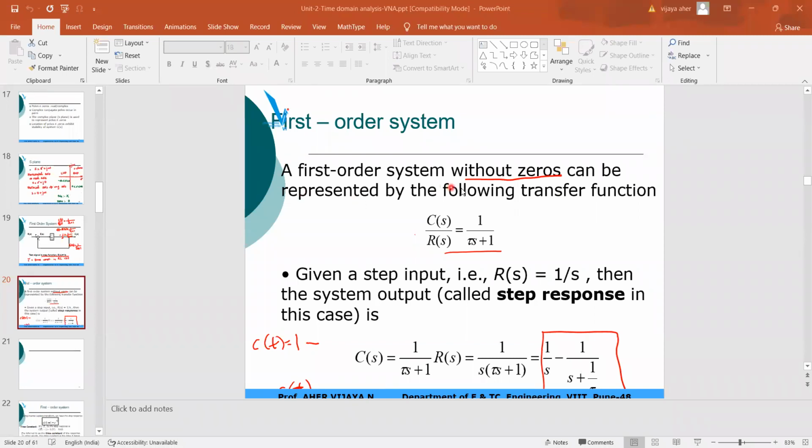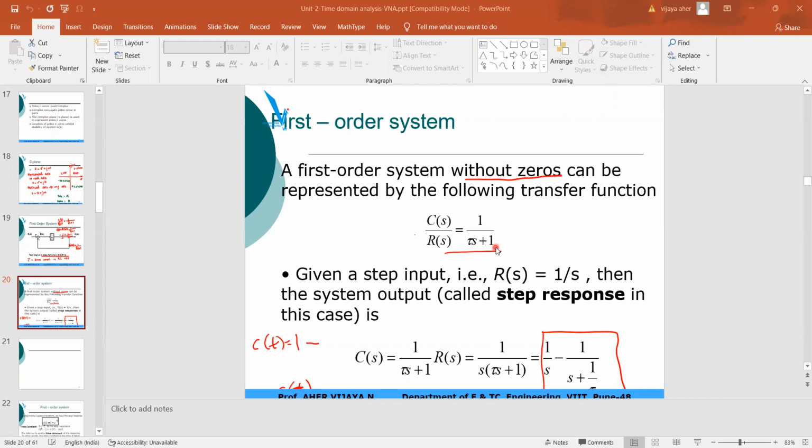First order system without zeros. Zeros are available in the numerator, whereas poles are available in the denominator. So this is the first order system without zero. It can be represented by the following transfer function equation. Transfer function G of s is equal to C of s divided by R of s is equal to 1 divided by tau s plus 1, without zero. This is nothing but your pole.